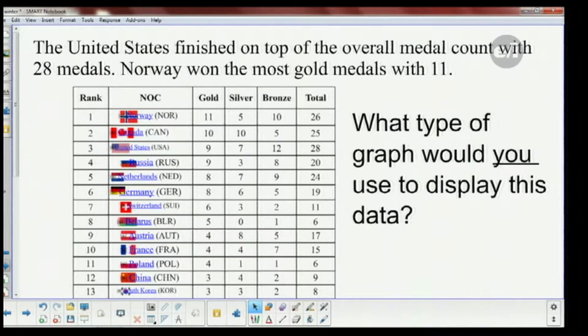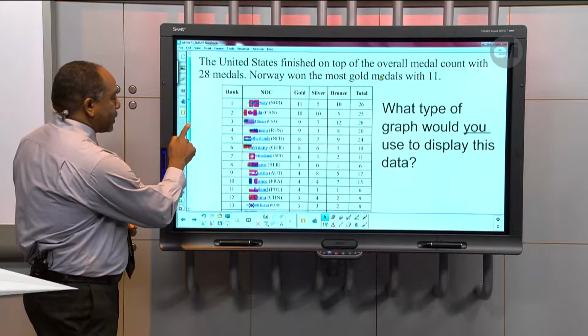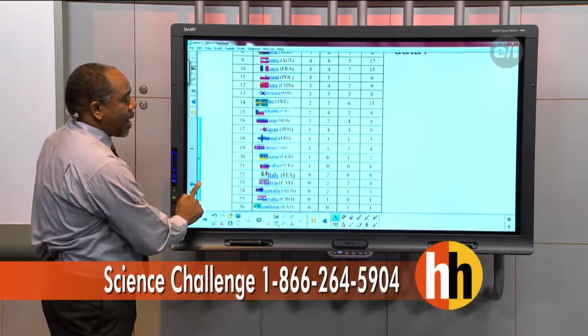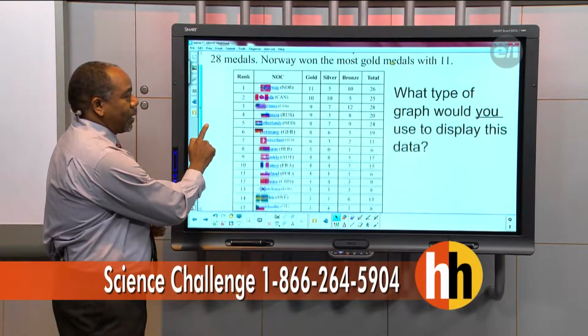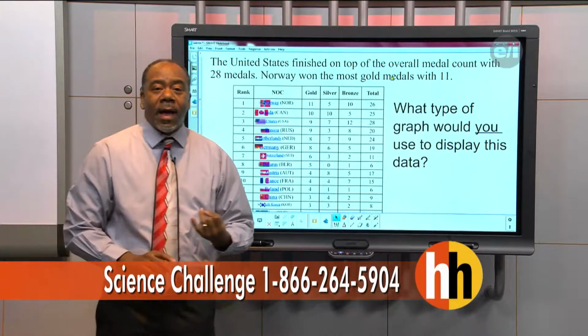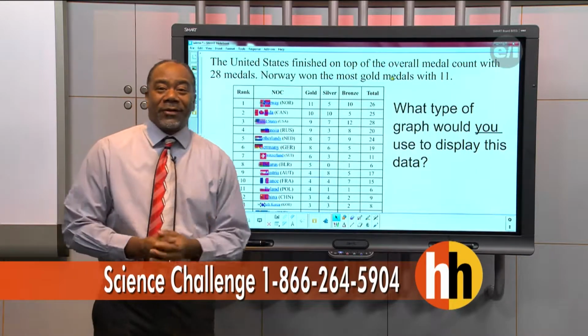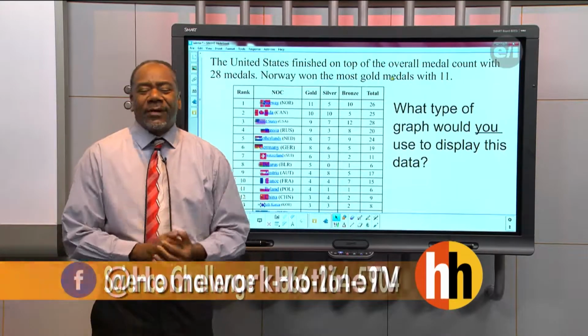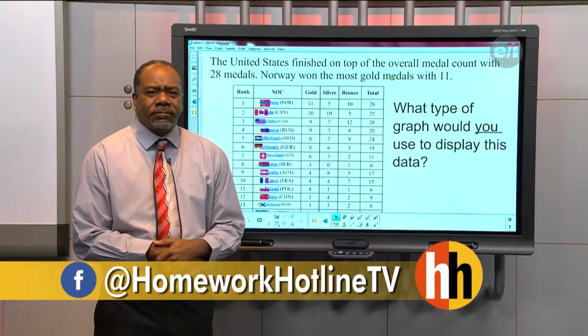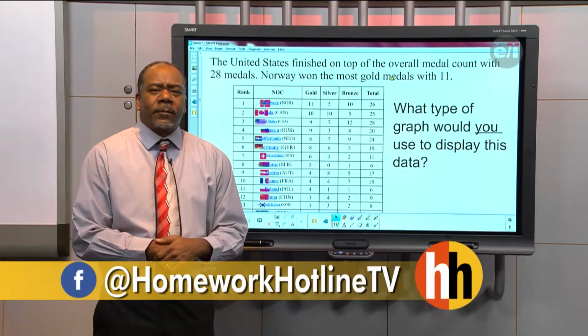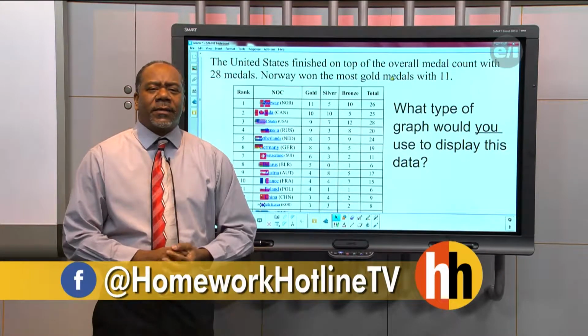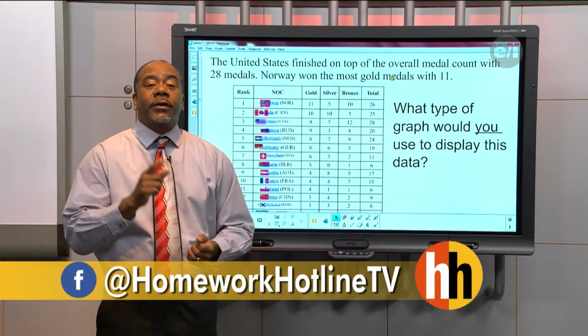The question I have for you is, what type of graph would you use to display this data? Now, it's a lot of data there. I don't know, would you use a line graph, a double line graph, or a 26-line graph, a bar graph? What would you do? How would you do it? You could ask your teacher how they would suggest doing it. Let me show you what I did.